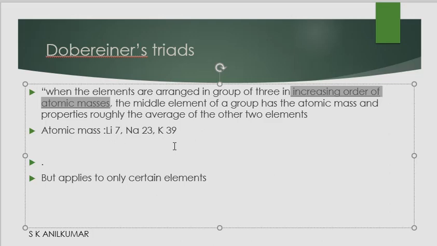But this applies only to certain elements. When elements are arranged in a group of 3 in increasing order of atomic mass, the middle element of the group has the atomic mass and properties roughly the average of the other two elements. This is the rule of Dobereiner's triads.